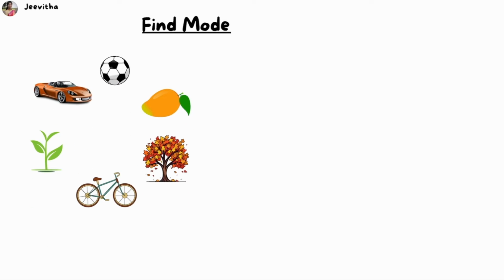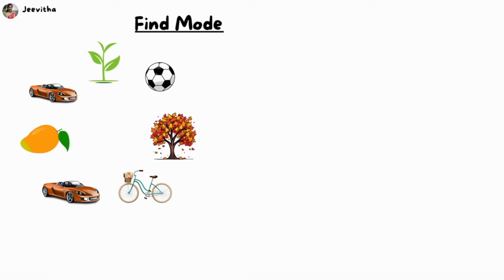Let's take an example. We have different objects here like a ball, mango, car, plant, cycle, and also a tree. In this, we don't have any frequently repeated object. So clearly there is no mode. We call it no mode or zero mode. The next example. Among these objects, I can see the car is repeated twice. That means the most frequently occurring object is a car. So we have a single mode.